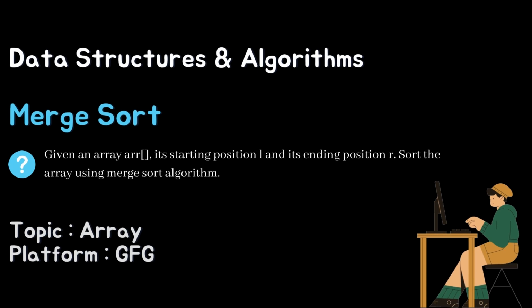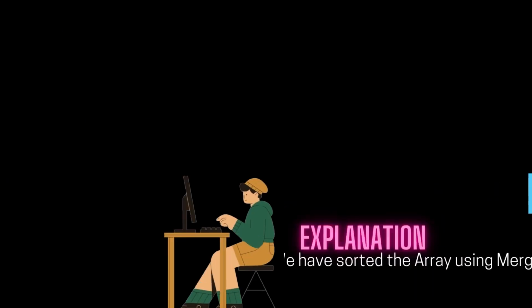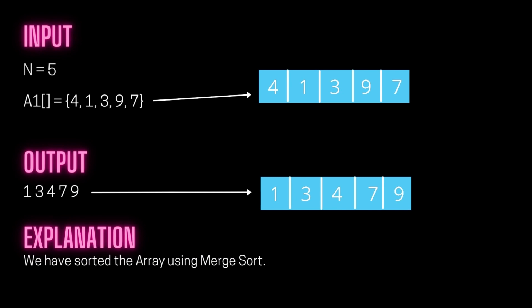Merge sort. In this question, we are given an array. Its starting position is L and its ending position is R. Our task is to sort this array using the merge sort algorithm. Let's see the input and output of this question.